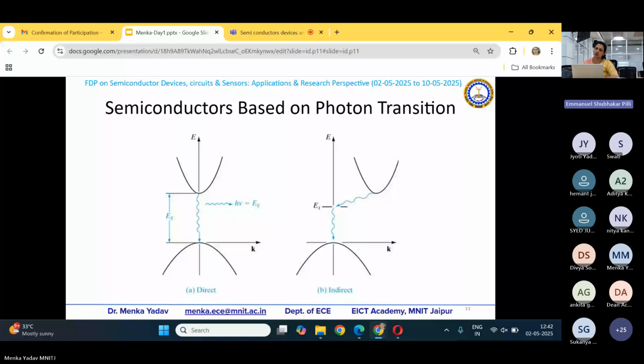So semiconductors based on photon transition. Next is the semiconductors based on photon transition. So the photon is coming from the conduction band to the valence band. This is EV. This is your EC. So this EC, we are showing it with a straight line.